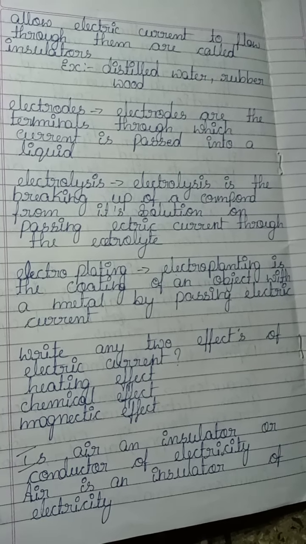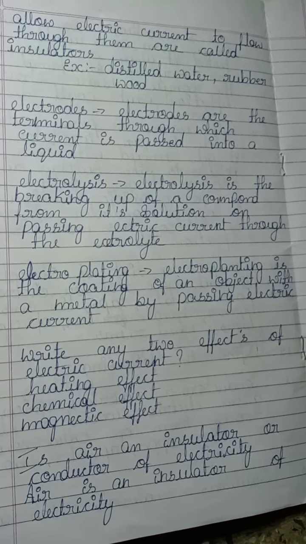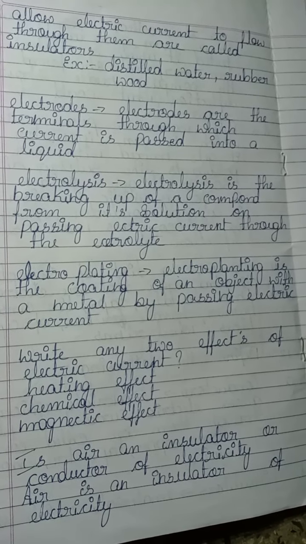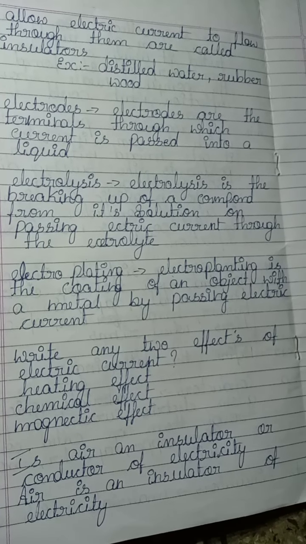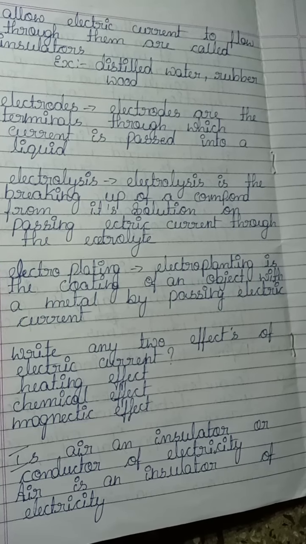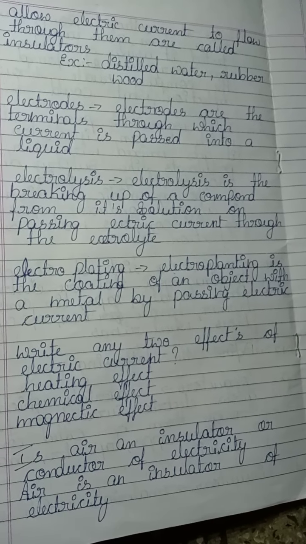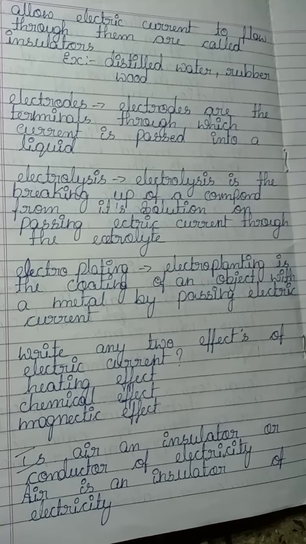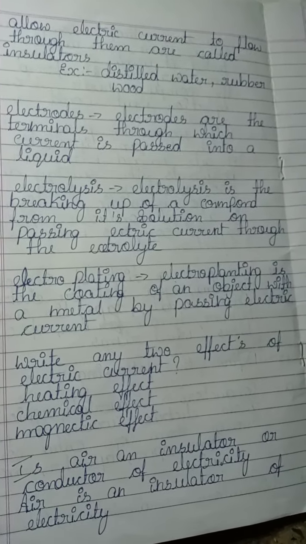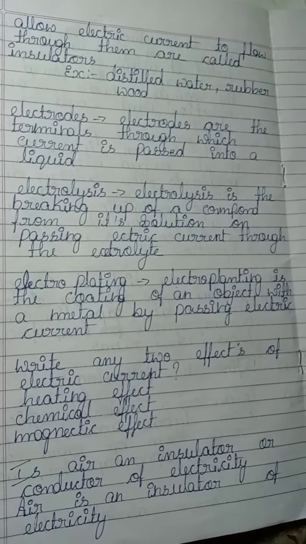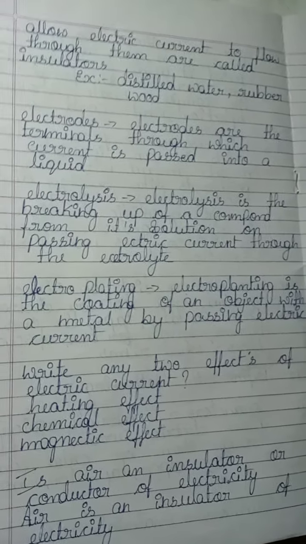Effects of electric current: heating effect, chemical effect, magnetic effect. Magnetic effect means it is going to attract a magnet, like iron pins. Then chemical effect means electrolysis, electroplating we are doing, that is it. Heating effect means any electrical appliance, TV, mixer, if you pass electric current, what happens? It first gives heat, then it starts to work.